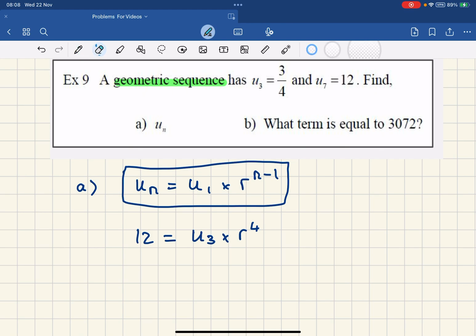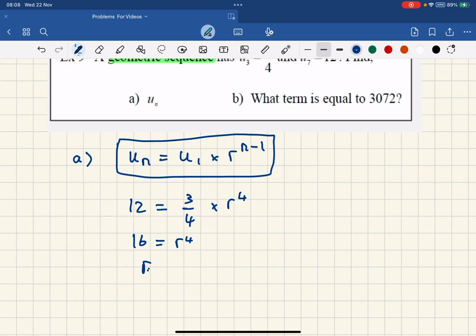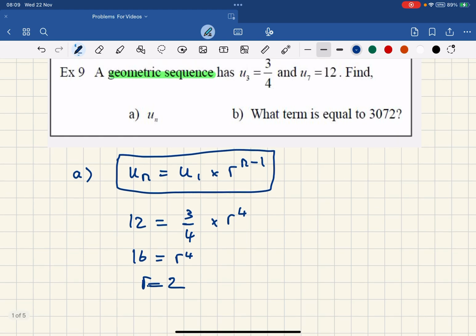Now let's just fill in u3 as 3/4. Let's multiply each side by 4 and divide by 3. So something to the power of 4 equals 16. R equals 2. Actually, r could also be negative 2 in this case, but I'm just going to take r as being 2, just for simple sake here.